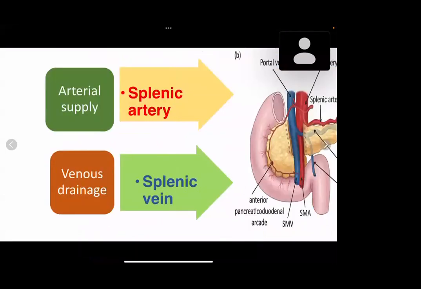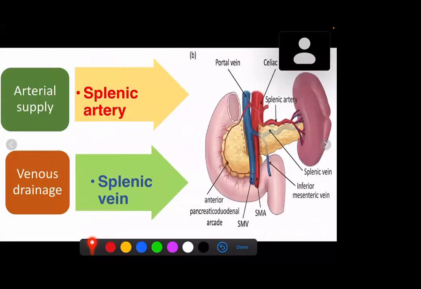Regarding the blood supply of the spleen, we have the splenic artery, and venous drainage is by the splenic vein. The splenic artery is usually tortuous, running on the superior surface of the pancreas, and it will enter the splenic hilum as multiple small branches.